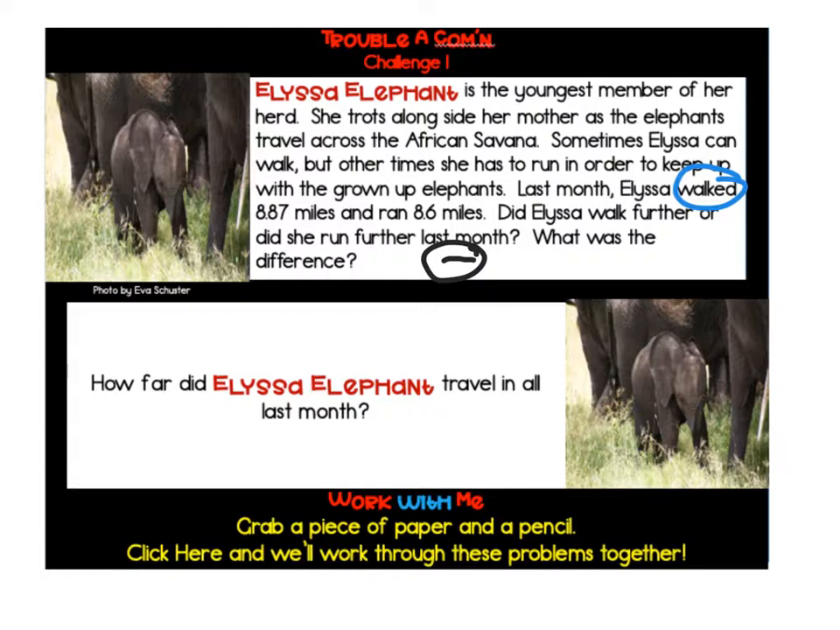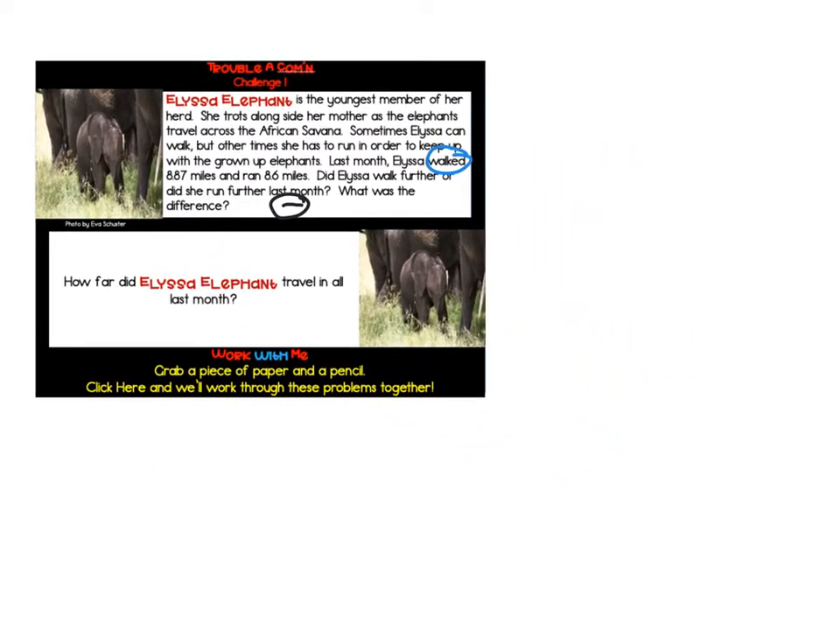And then the second part of this is going to be subtracting. So to find the difference, we'll take the bigger number, which is the amount she walked, and we'll subtract the amount that she ran. So first of all, I would like you to just write down walked because she walked further. And then we're going to get started on solving for the difference. So go ahead and pause the video and write walked down. Perfect.